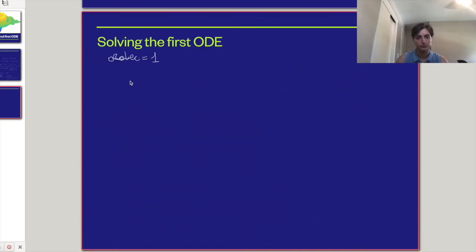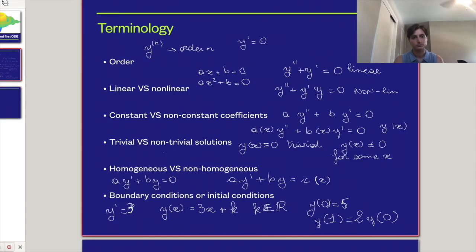So let me write it down. We want it to be linear. So no multiplication of the solution or its derivative by itself. We want constant coefficients. And what else do we want? Well, we would like a non-trivial solution, but also, well, we'll start by a homogeneous equation. So something that has no additional term.